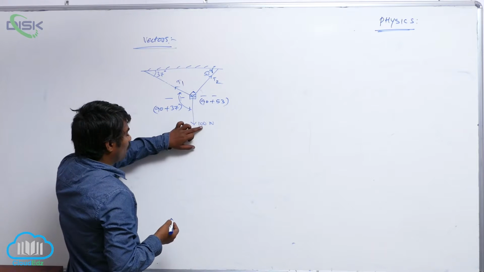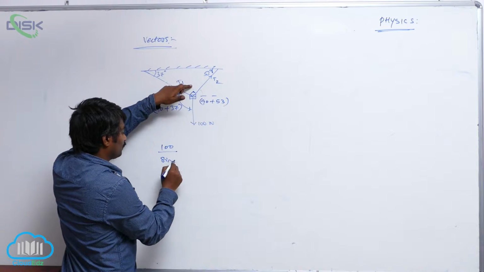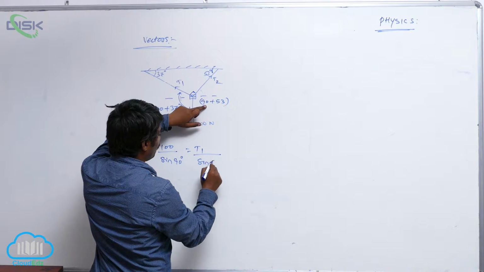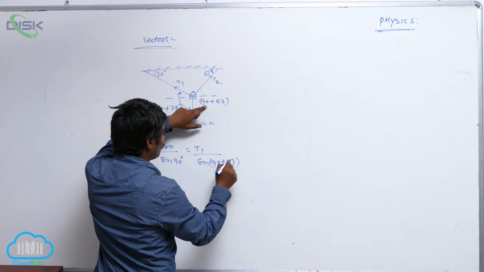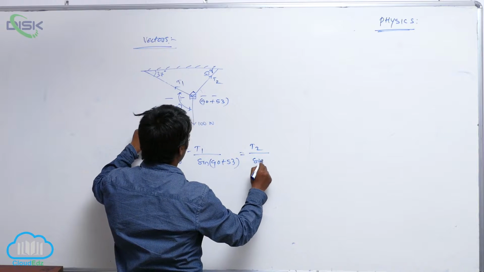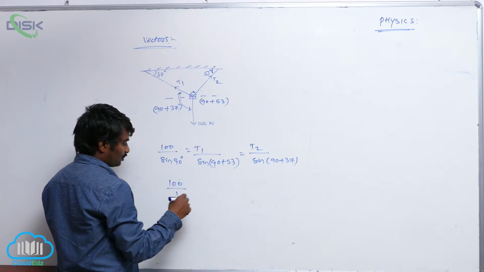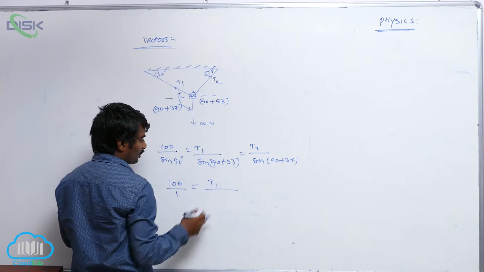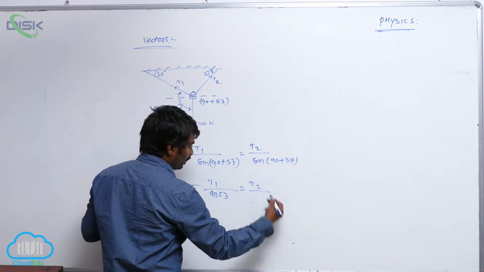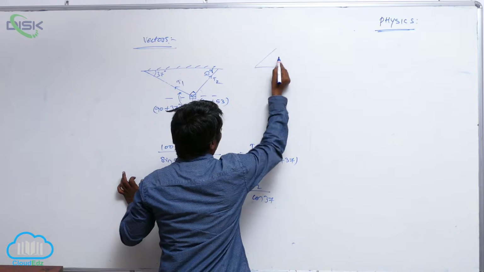Now let us apply Lami's theorem. This force by sine of the opposite angle, sine 90 degrees, is equal to this tension T1 by sine of this angle, sine 90 plus 53, is equal to this T2 by sine of the opposite angle, sine 90 plus 37. So 100 by sine 90 is 1. So T1 by, it is in the second quadrant, so sine will be cos 53, is equal to T2 by cos 37. And these values we can read from this right angle triangle.